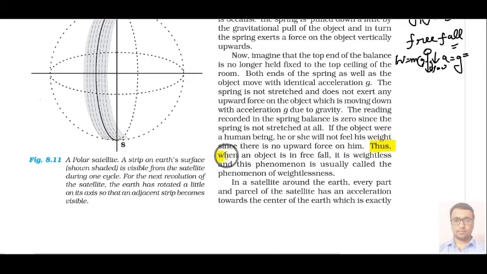Thus when an object is in free fall, it is weightless, and the phenomenon is usually called the phenomenon of weightlessness. Here it is giving some examples in which, in a satellite also, we can experience this particular thing, that is weightlessness. Some more examples are given over here in this section. You can read it for more clarity.